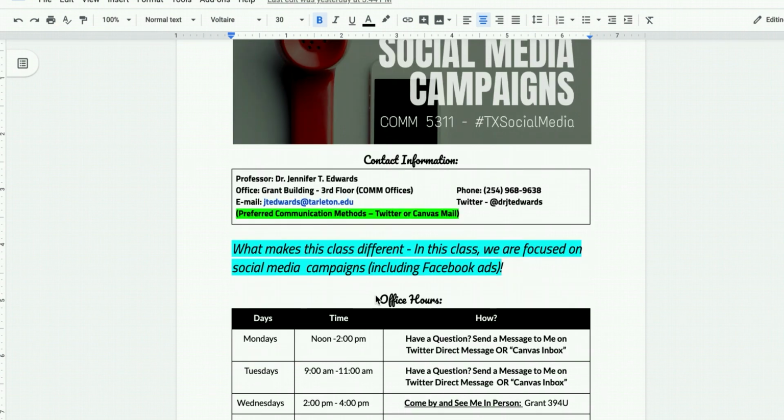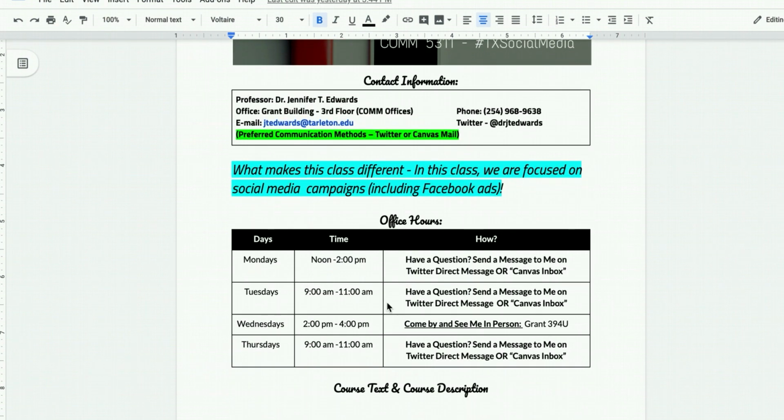And I always like to emphasize what makes this class different. So we have 3 social media classes. This class is different because we focus specifically on social media campaigns to enable someone to do something that they may or may not normally do without your help or your push or your nudge in the campaign. So we are also emphasizing Facebook ads as well, and we'll also emphasize the concept of nudging.